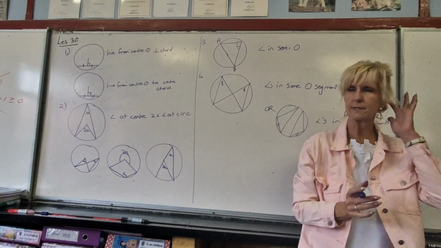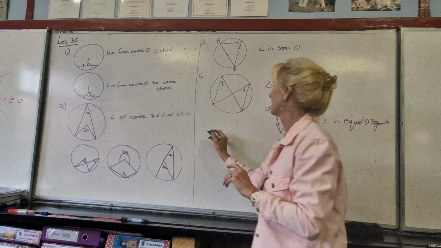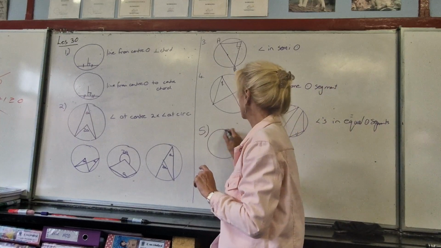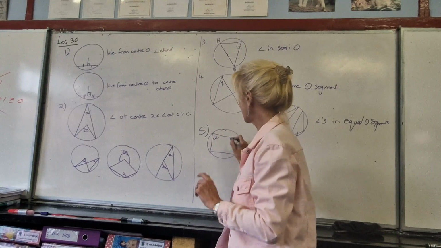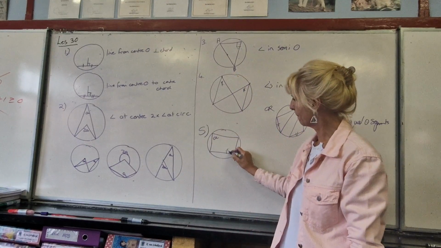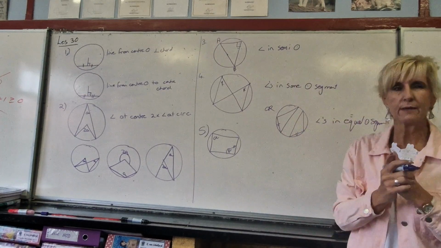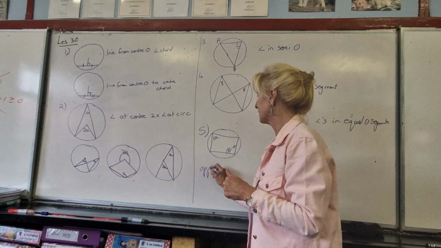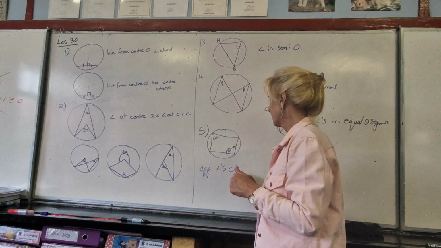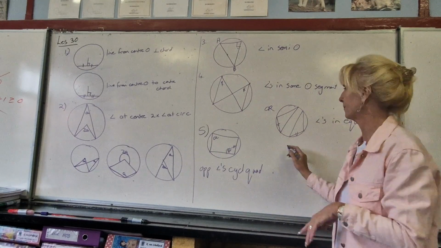Number 5 and 6 is your cyclic quad. Number 5 says, if this is 8 and this is 180 minus 8, because the angles opposite each other are supplementary. So what do we say? Angles opposite are supplementary to each other.